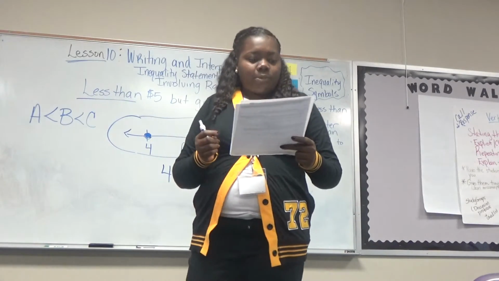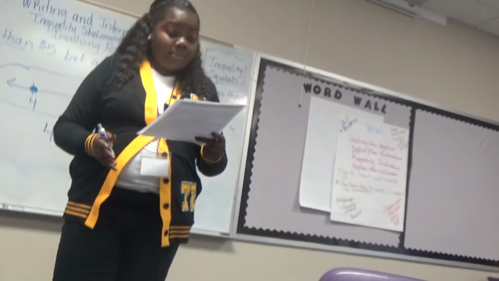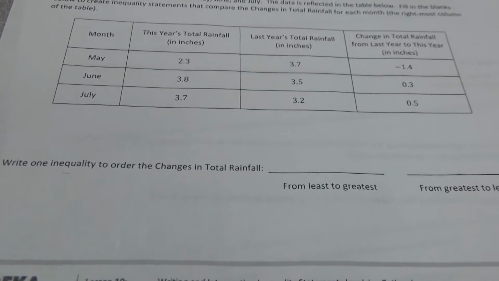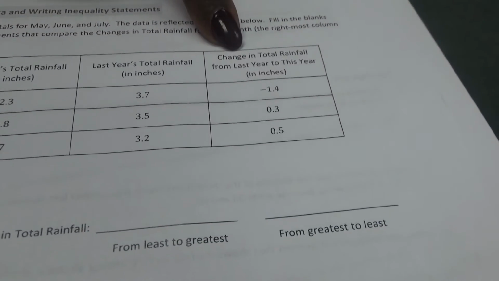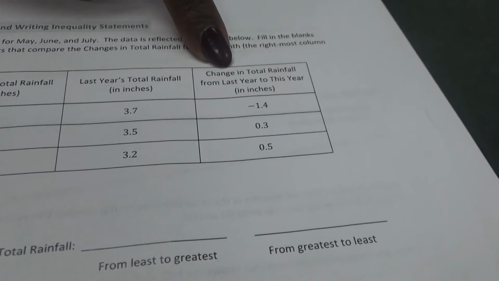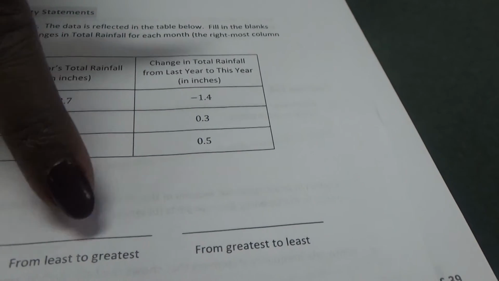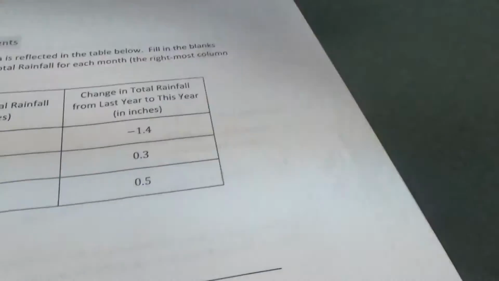All right, go to example 2. On example 2, it's all filled in for you except the line on the very bottom. The line on the very bottom says write one inequality to order the changes in total rainfall. So basically, this column here talks about the change in total rainfall. You're going to list these three numbers on this line from least to greatest. You can use a number line to support your answer. Then you're going to list these three numbers from greatest to least. Using a number line, you should be able to do that.